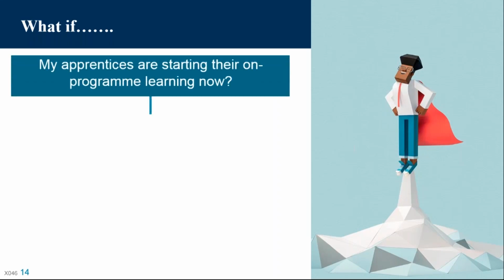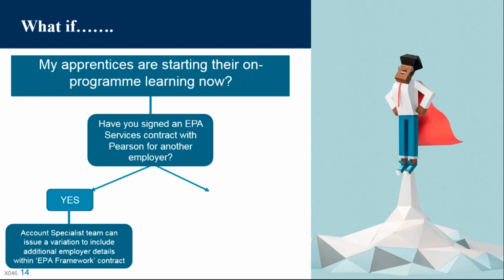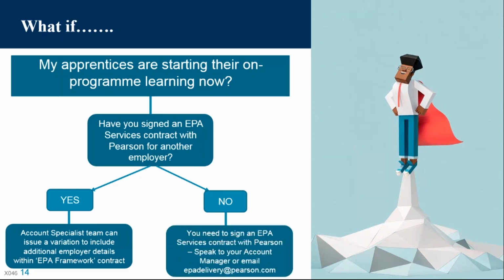So what if, and I know this might be self-explanatory already, what if your apprentices are starting their on-program learning now? Again, the first question we would ask is, have you signed a contract with us? If you have signed a contract with us, then your account specialist team, if you've signed a contract for some employer, the account specialist team can do a variation for any additional employer that will be involved, and they can then onboard you onto Smart EPA. If you haven't signed an EPA services contract, needless to say, you need to do that at the first instance. Please speak to your account manager. They would be able to whiz off the contract to you, or do email us on epadelivery@pearson.com.